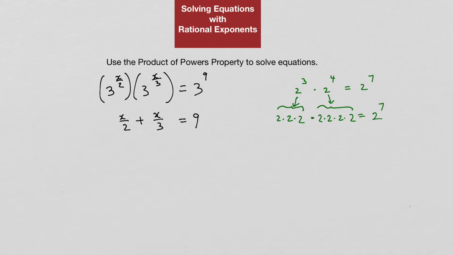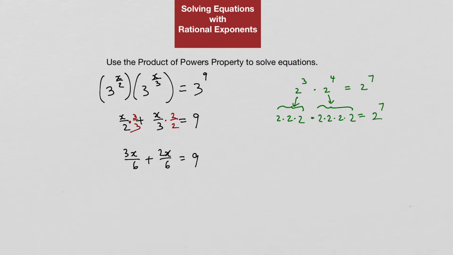So now, once we have this, it's just a matter of basic algebra. So what we need to do is find a common denominator between the 2 and the 3, and the common denominator is 6. So we're going to multiply this fraction by 3 over 3, and this fraction by 2 over 2. And when we do that, we get the following. 3x over 6 plus 2x over 6 is equal to 9.